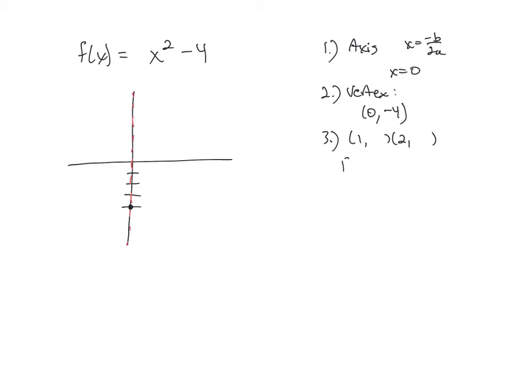Okay, so 1 squared minus 4 is just 1 minus 4, or negative 3. 2 squared minus 4, 4 minus 4, or 0. So 1, negative 3, 2, 0. And then flip them over.